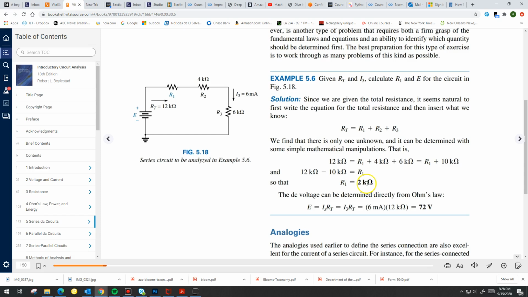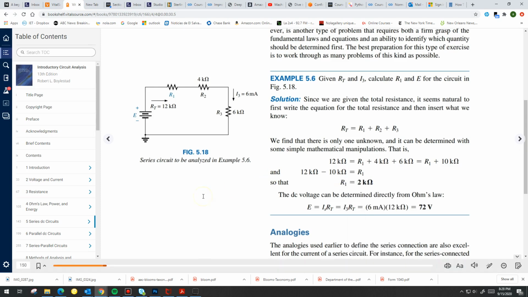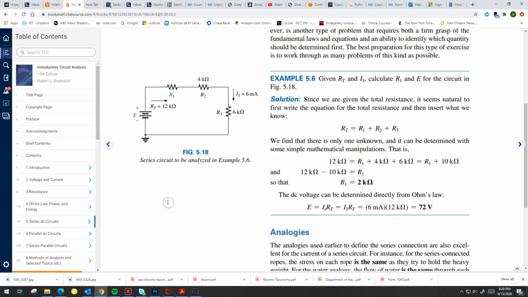If we solve for R1, it gives us 2 kilo ohms. Very easy to check: if we plug in 2K into this expression, we obviously are gonna get 12 kilo ohms. Then, since we know the value of the total resistance and we know the value of the current, we can easily find the value of the voltage at the source using Ohm's law, which is simply the value of the current times the total resistance, 6 times 12, or 72 volts.